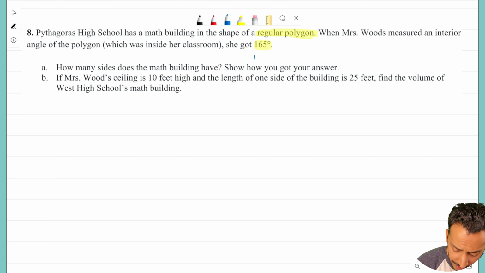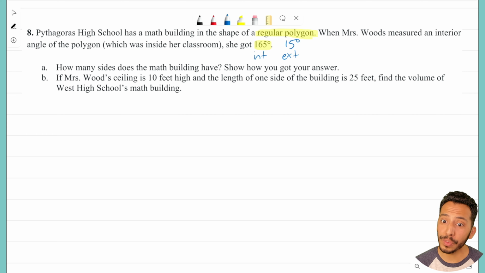Well, if 165 degrees is my interior angle, then my exterior angle is going to have to be 15 degrees. I know that my exterior angle is 15 degrees because interior and exterior have to add to 180 degrees. So if I know one of them is 165, 180 minus 165 gives us 15 degrees.